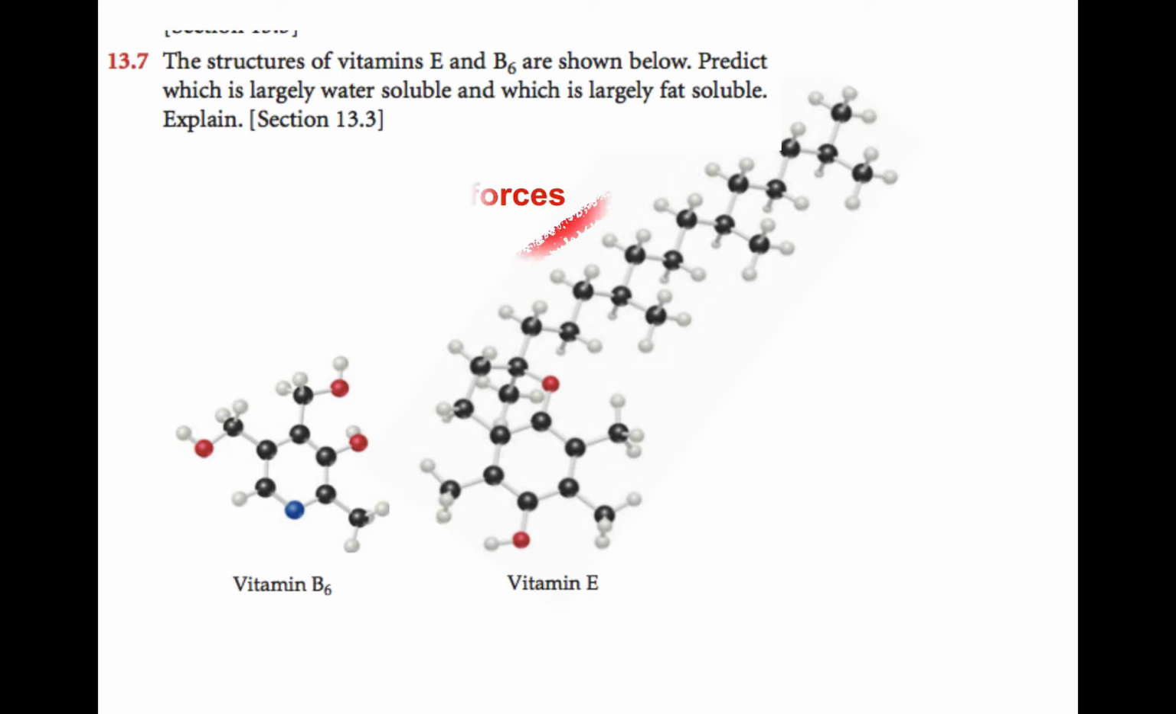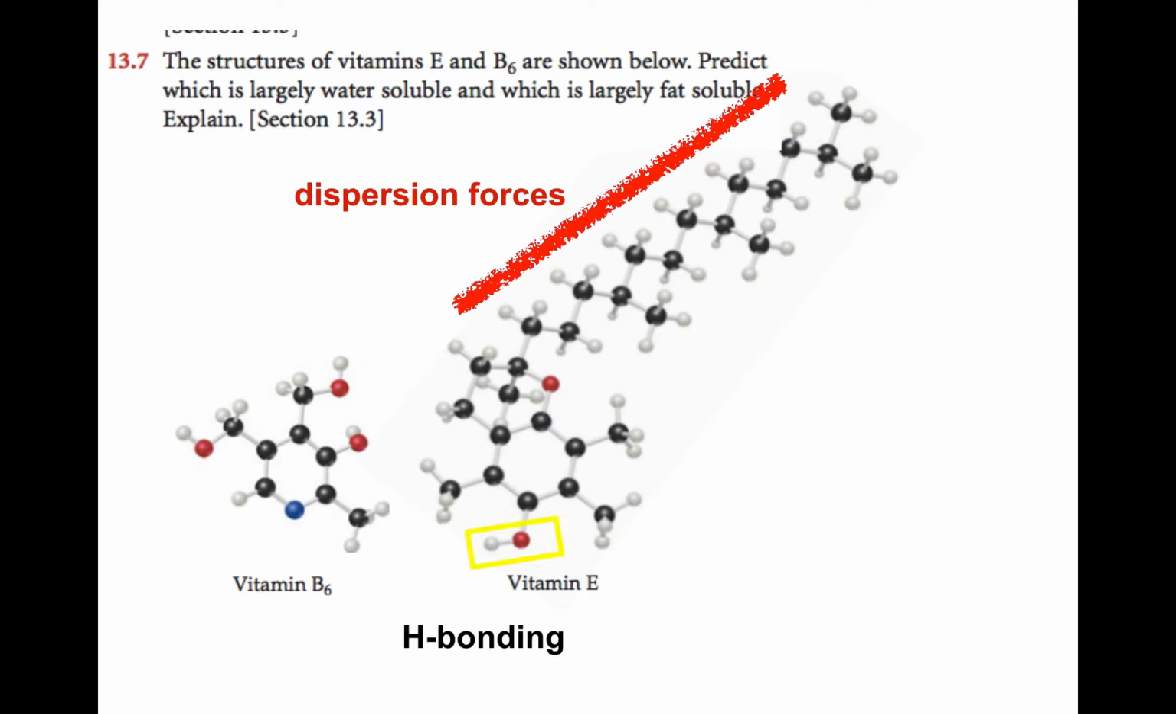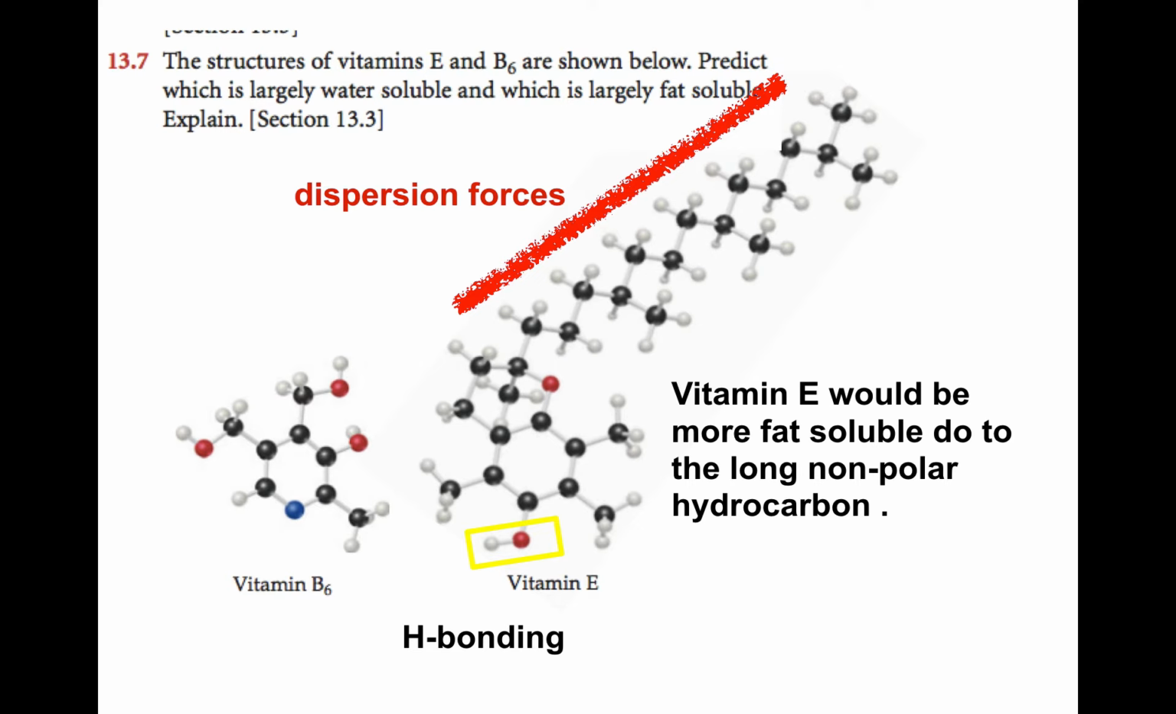Yeah, you have an OH group on vitamin E, but you've got this whole big nonpolar section to it, right? That's all nonpolar. Those carbon-hydrogen sp3 hybridized carbons are nonpolar. So all you have there are dispersion forces. So that'll be fat soluble, whereas it won't be water soluble. The only hydrogen bonding potential is this one OH group down here. Vitamin E would be more fat soluble due to a long nonpolar hydrocarbon.